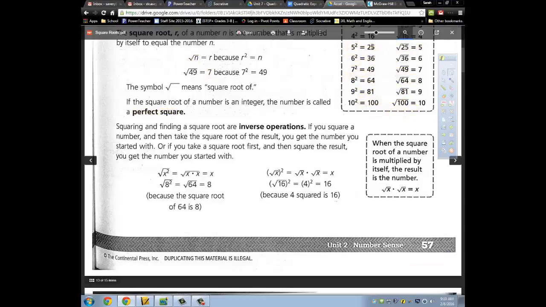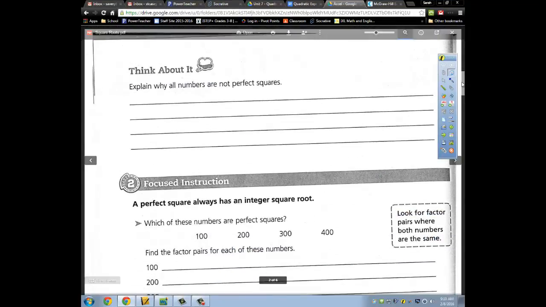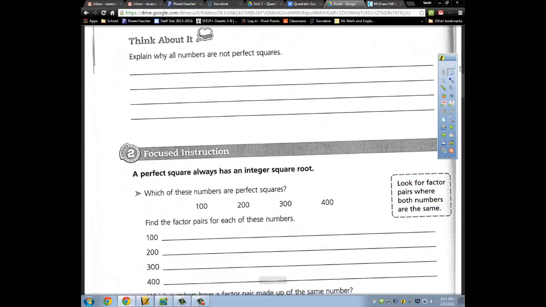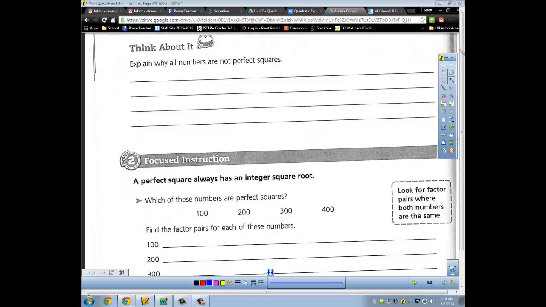Okay, so please turn to page 58. And page 58 says, think about it, explain why all numbers are not perfect squares. So the reason is if you want to find, say, the square root of 5, there is no whole number, so it specifically needs to be a whole number.